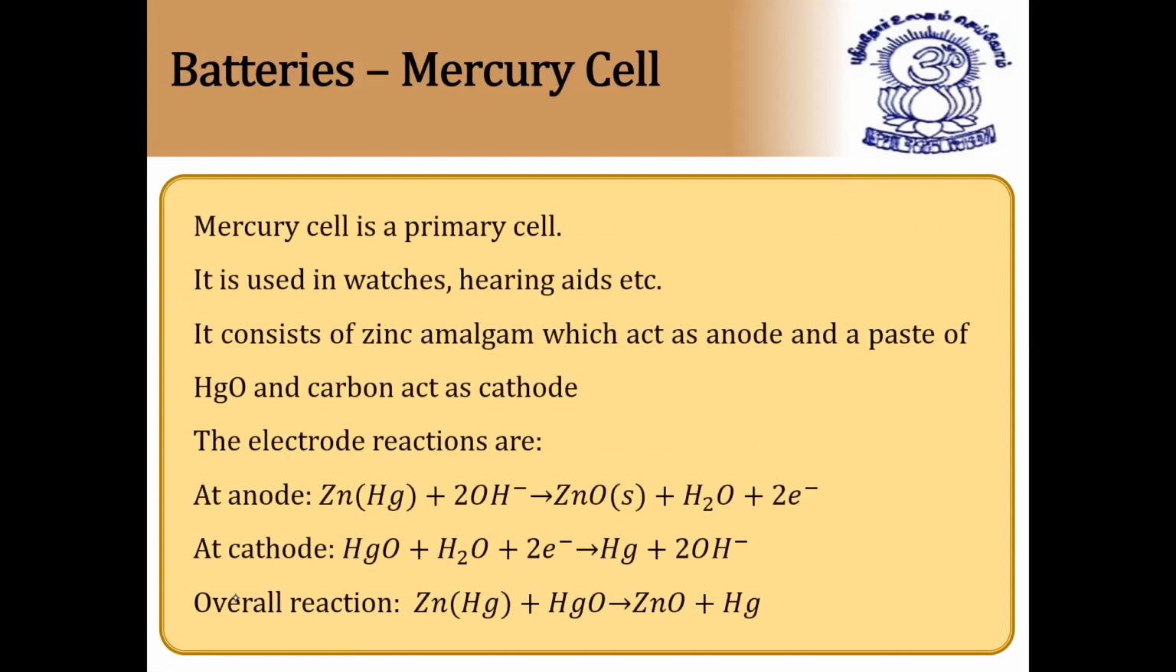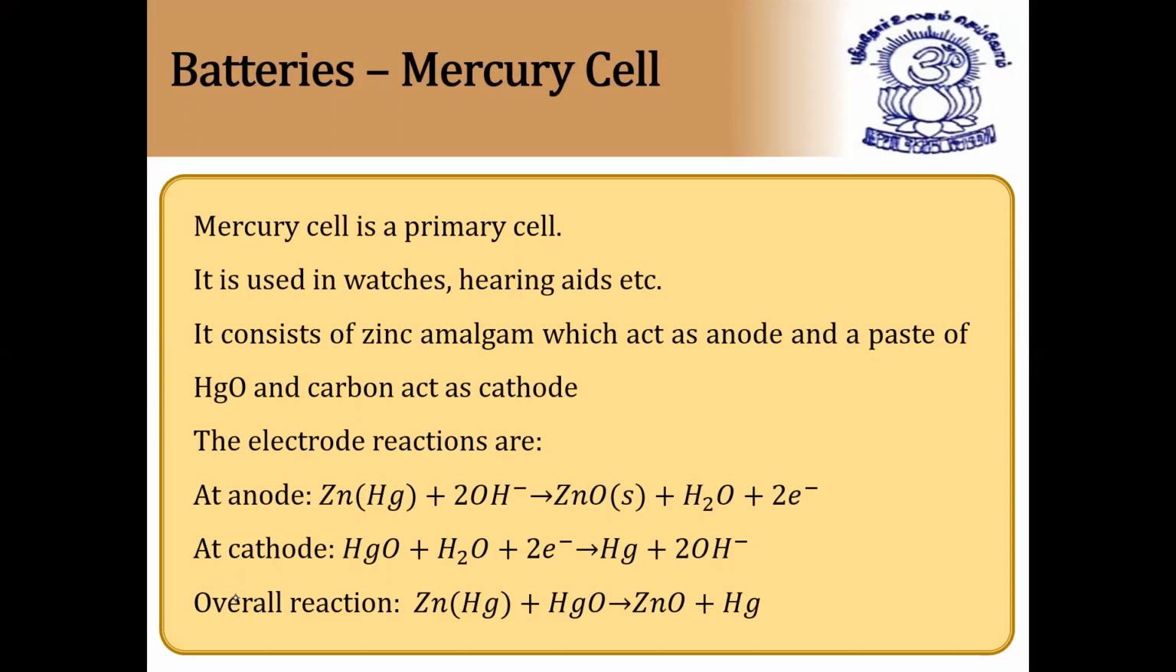Next, we have some more batteries. Mercury cell. Mercury cell is a primary cell, meaning it cannot be recharged again and again. It is used in watches, hearing aids, etc. It consists of zinc amalgam, which acts as the anode, and a paste of mercuric oxide and carbon, which acts as the cathode. Only these points you have to remember.